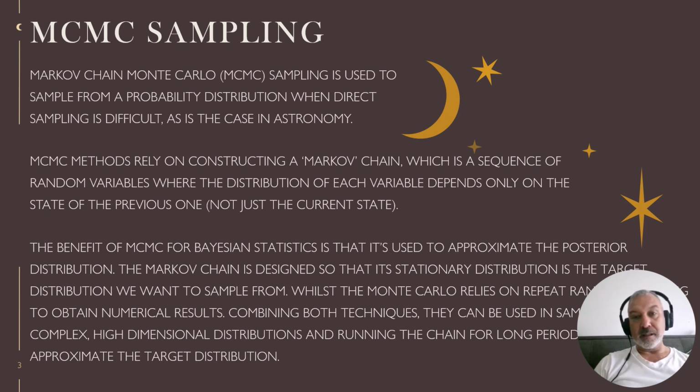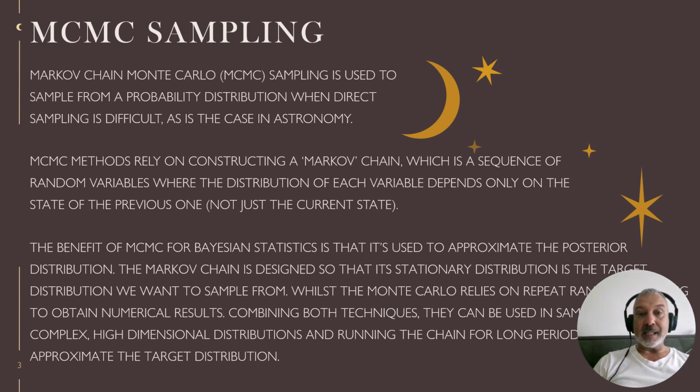MCMC sampling is a class of algorithms that is used to sample from a probability distribution when direct sampling is difficult, and this is often the case in the space domain or astronomy. MCMC methods have two components: the Markov chain, which is a sequence of random variables where the distribution of each variable depends on the state of the previous one.